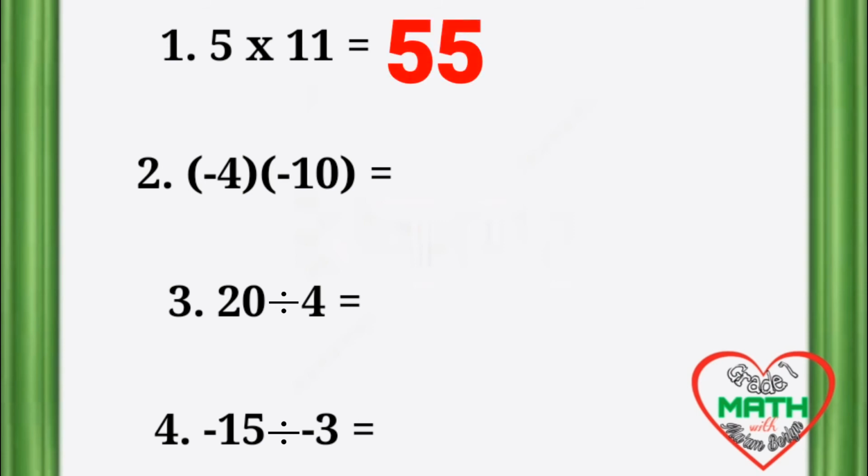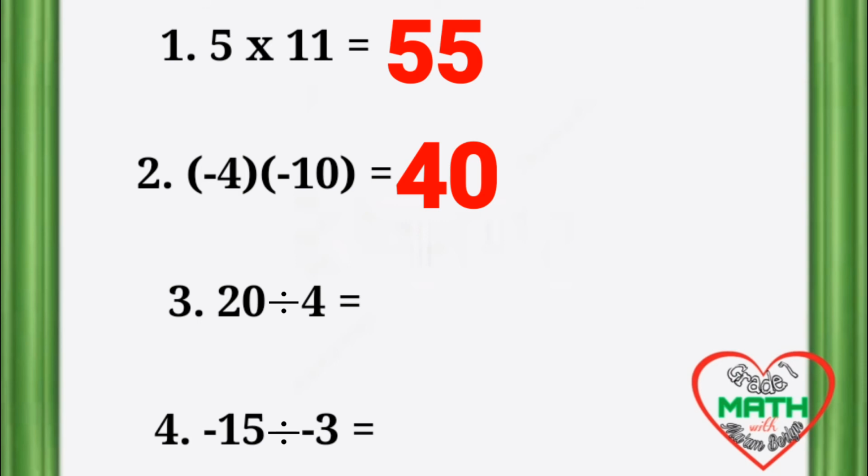Number 2, negative 4 times negative 10. They also have the same sign. They are both negative. Therefore, their product should be positive. Negative 4 times negative 10 is equal to positive 40.